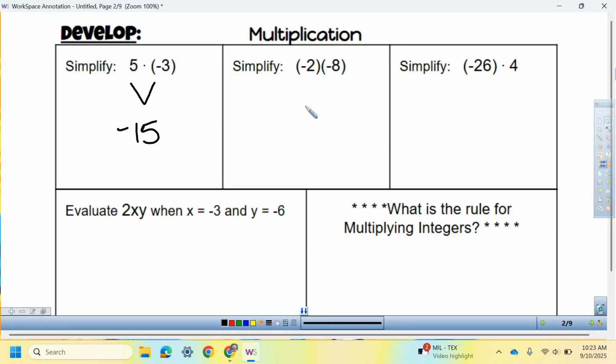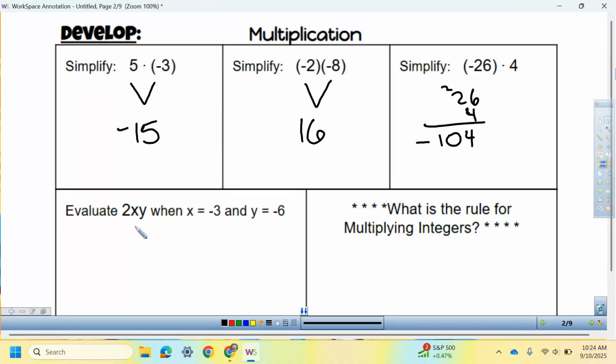Now for this next one, we have a -2 and a -8. I know this story might sound kind of confusing, so if I have -2 groups of -8, well, I'm just going to give you the answer. I want to see if you can figure out the rule. The answer is a positive 16. And for our third one here, we have -26 times 4. Well, if I just stack them, I know 26 times 4 is 104, but that is going to be a negative answer. What do you think is going on with the multiplication rule?